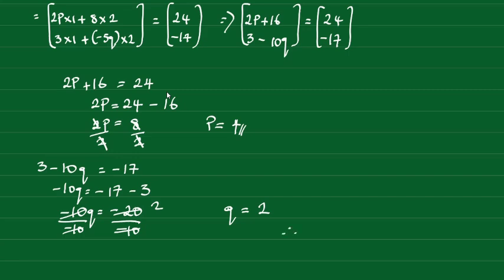Therefore, p over q is equal to 4 over 2. Thank you.